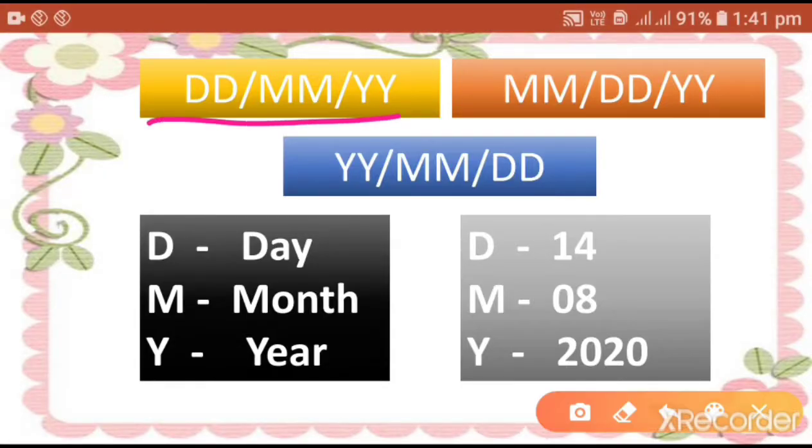DD MM YY, MM DD YY, YY MM DD. What is this? When you write the date, it has a format. We write the date in this format.